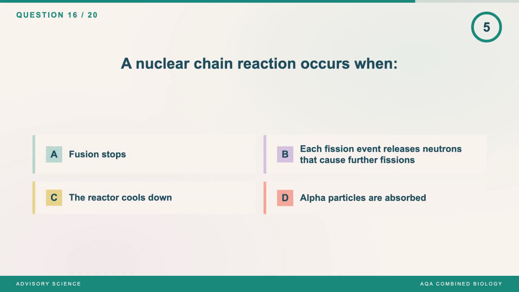Question 16. A nuclear chain reaction occurs when Option A, fusion stops. Option B, each fission event releases neutrons that cause further fissions. Option C, the reactor cools down. Option D, alpha particles are absorbed. What is your answer?